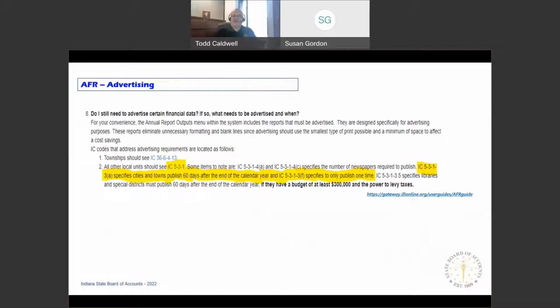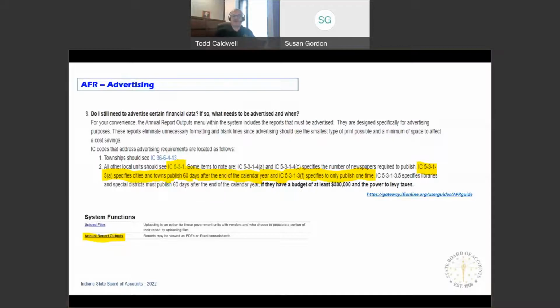Well, that's all on capital assets. Now let's talk about some of the other questions that we're getting, and the next one is advertising. The advertising requirements in the statute have not changed from last year. So what you see on your screen is a clip from the user guide and the frequently asked questions. For cities and towns, you're going to publish your annual report once within 60 days. And we tried to make it easier for you on what gets advertised and what you can do with that.